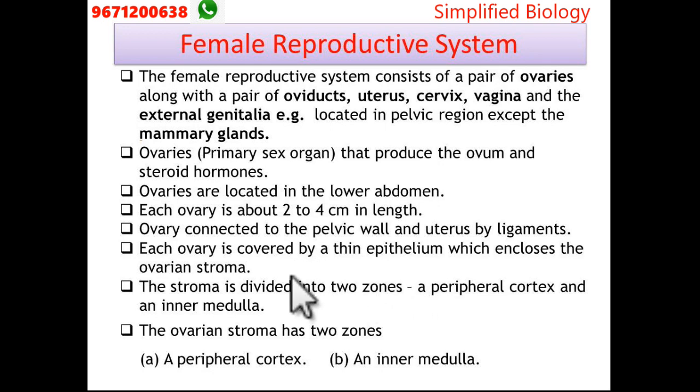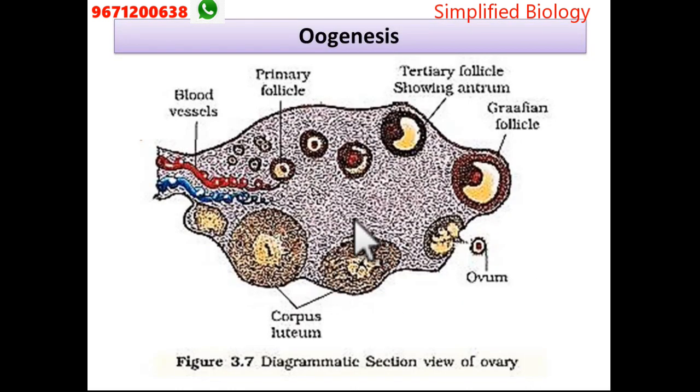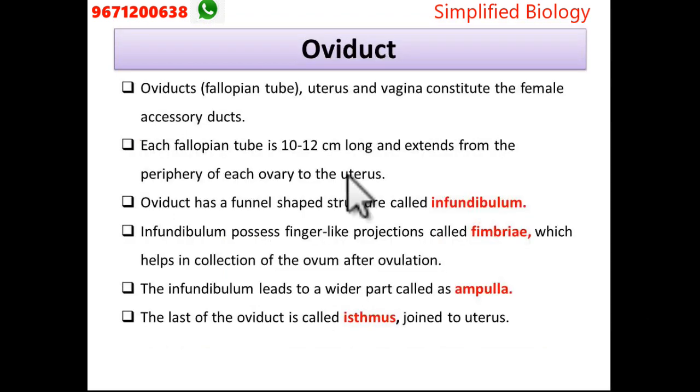If we cut a section of the ovary, there will be two major parts. The peripheral, that means the outer part, is named the cortex, and the inner one is the medulla. Just check, this is the area of the cortex, and the inner area is the medulla. Clear, student?